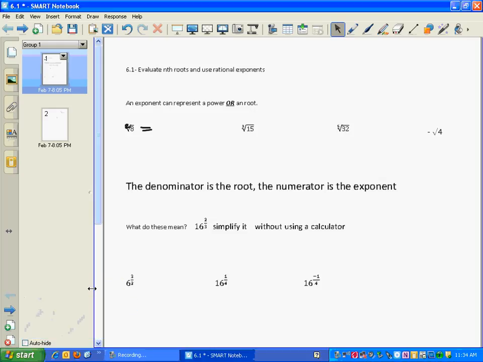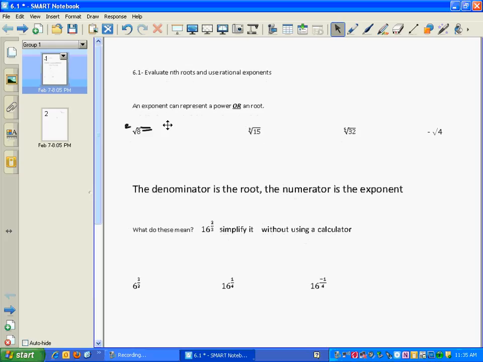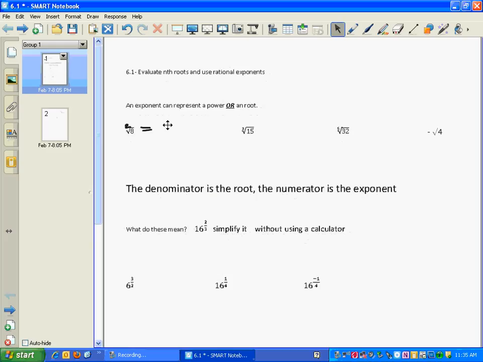Okay, so we are trying to find roots, and we want to write them as fractional exponents. So this says the square root of 8. That means 8 to the 1/2. When you have a root, your root is the denominator of the fraction.